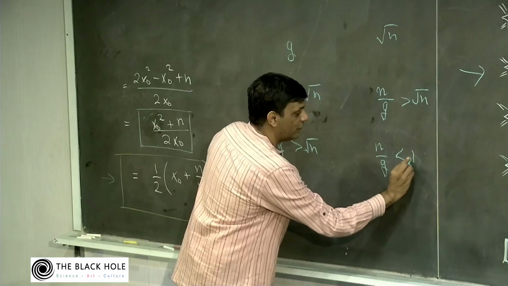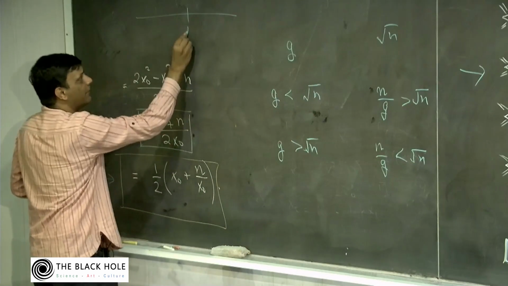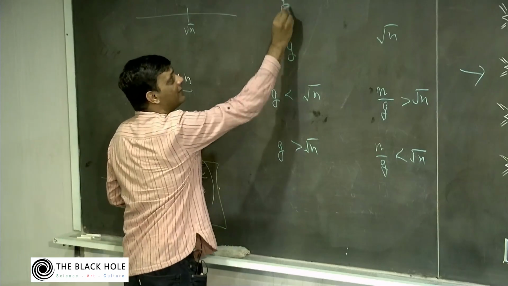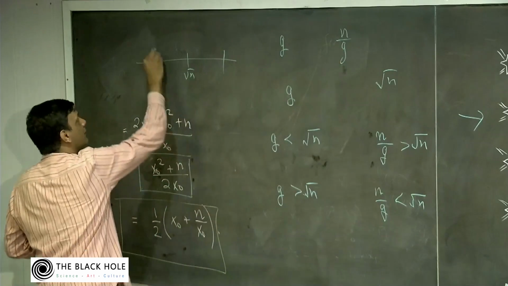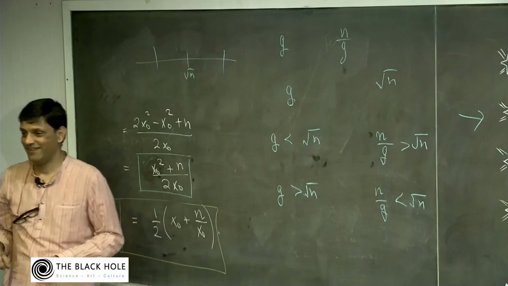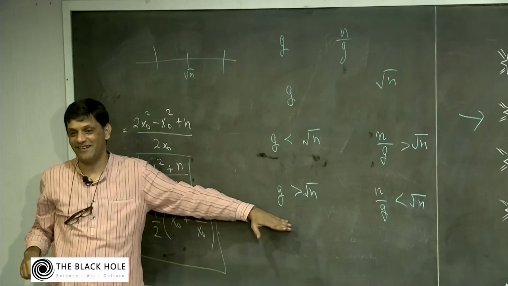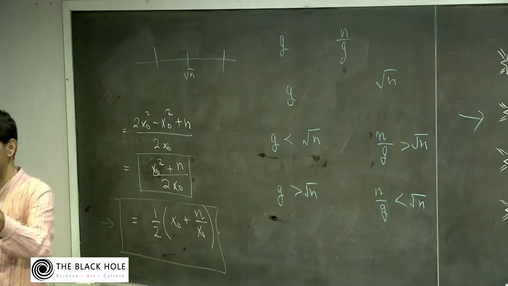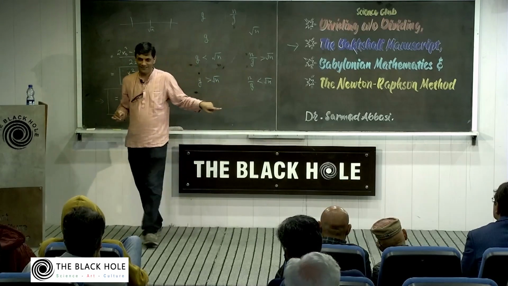Less than square root of n. If you look at the picture, there is somewhere square root of n here, and I realize that the guess and n over the guess are on opposite sides of it. In this case, they are on opposite sides of it, and in this case, they are on opposite sides of it. So I know that my answer is between the guess and n over the guess.